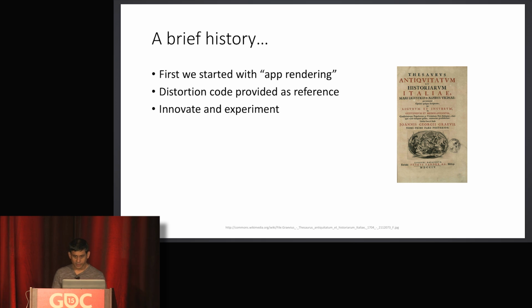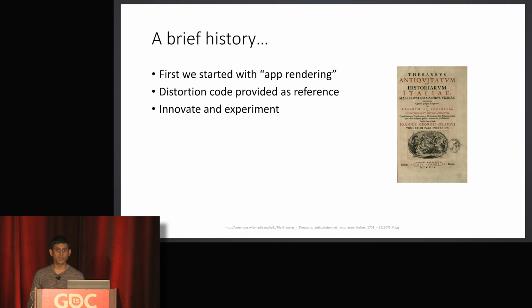This distortion was needed such that the image looks correct through our lenses. We provided the distortion code as reference, and it was up to the app to incorporate it into their rendering. The app did all the rendering to the render target that was then scanned out to our headset. This is a bit different from what came a little later in what we call SDK rendering, where the app calls our SDK APIs, which will do the distortion rendering on the app's behalf.